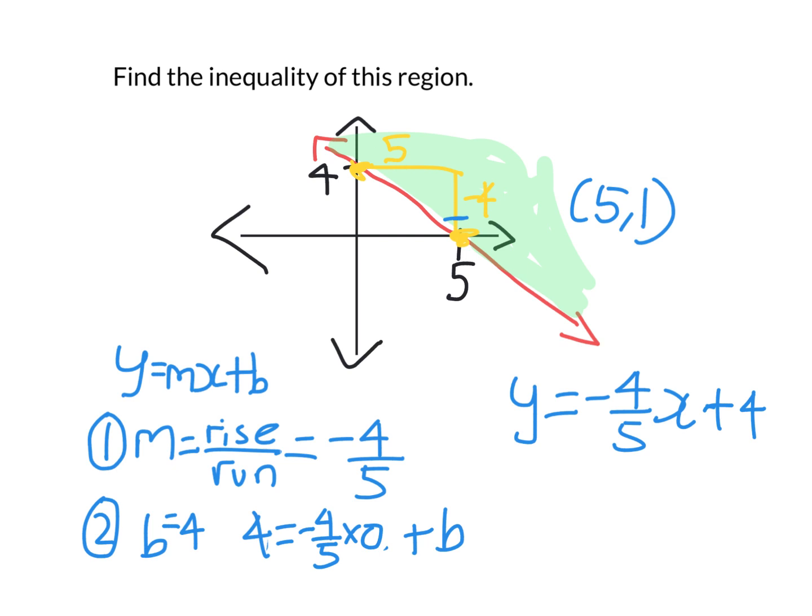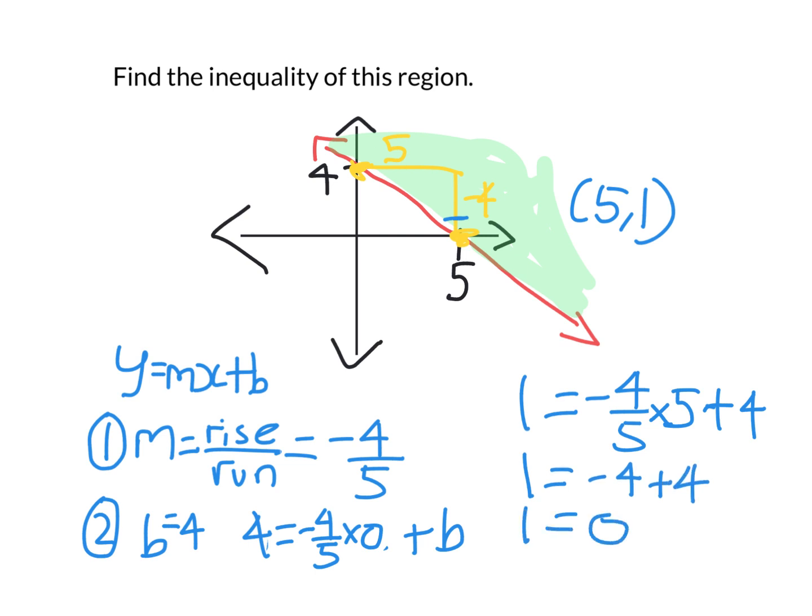I'm going to substitute x for 5 and y for 1. So I take my x and replace it with 5, and then I take y and replace it with 1. Let's simplify this equation. I get 1 equals negative 4 over 5 times 5, which is just negative 4, plus 4. I get 1 equals 0.